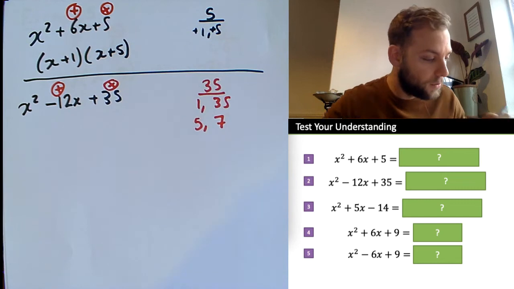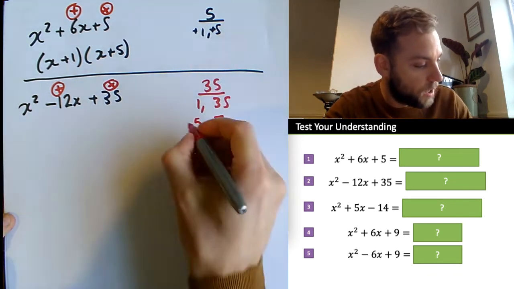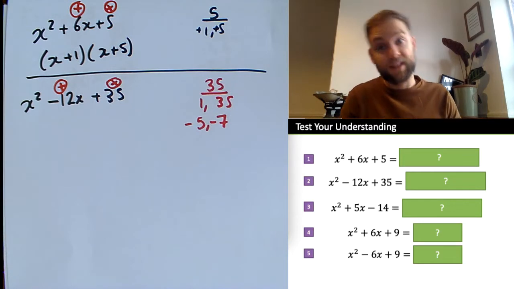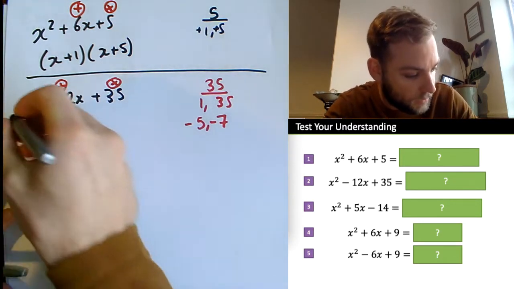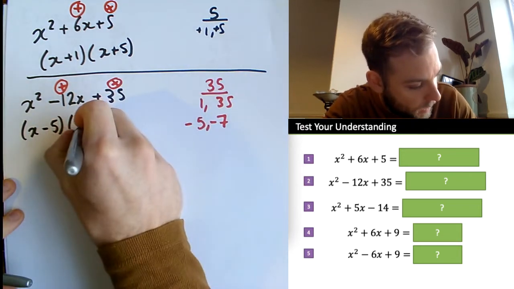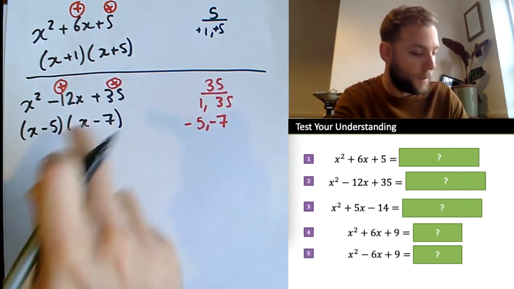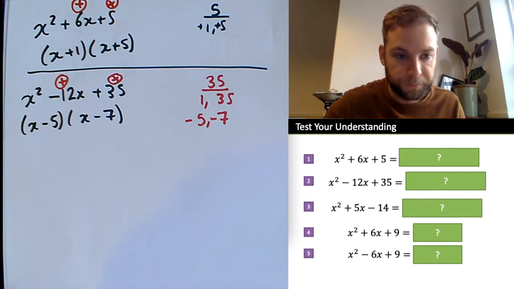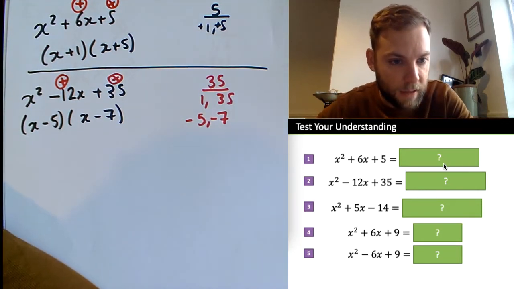So which way round do I need to have these to make minus 12? It's going to be minus 5, minus 7. Okay, minus 5 take away 7 is equal to minus 12. So it's going to be x minus 5, x minus 7. Doesn't matter which way round you have those. You could have x minus 7, x minus 5. So that's that one there.